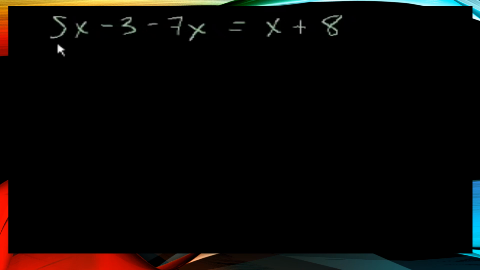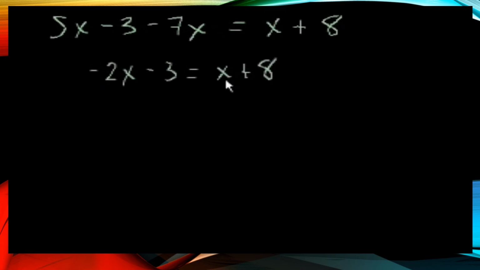So let's do the same thing. First of all, we can merge these two x's on the left hand side. Remember, you can't add the 5 and the 3 because this 3 is just a constant term, while the 5 is 5 times x. But the 5 times x and the negative 7 times x you can merge. So you just add the coefficient. So it's 5 and negative 7. So that becomes negative 2x minus 3 is equal to x plus 8.